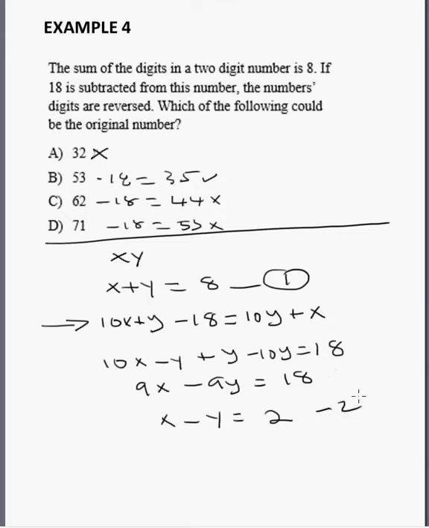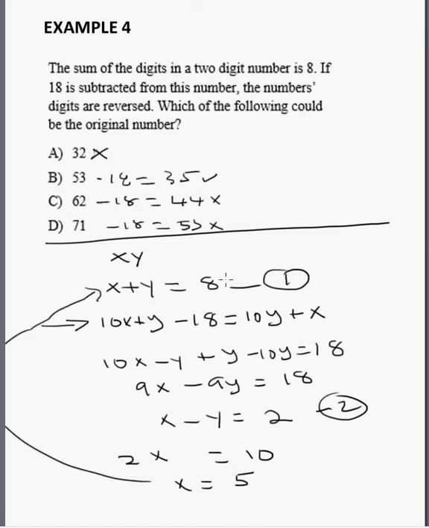And if I call x plus y equals 8 equation 2, guess what? When I add the two equations together, I get 2x. The y's will cancel out, and that will be equal to 10. And that gives me x is equal to 5. If x is equal to 5, then I can come back here and say my y will be equal to 3. And that is why we still have the number as 53. So that is a pretty cool way of solving this problem.